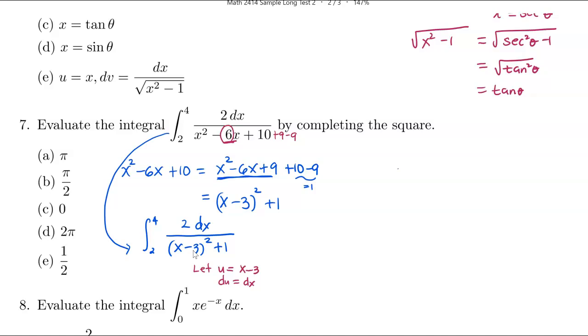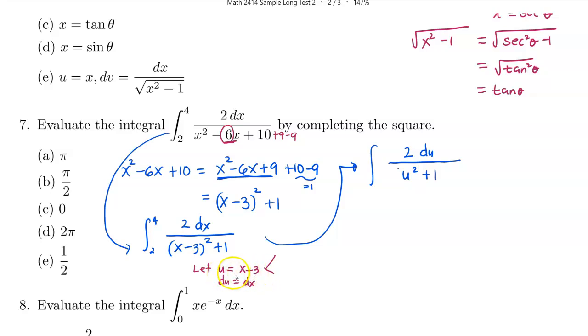Now, when you do u substitution, you also make sure that you change the limits of integration. So that integral becomes the integral of 2, and then the dx is du all over u squared plus 1. Then change the limits of integration. Going back to our substitution here, we let u be equal to x minus 3. So what you would do is you plug in these values of x here to x here, and then compute your new limits of integration.